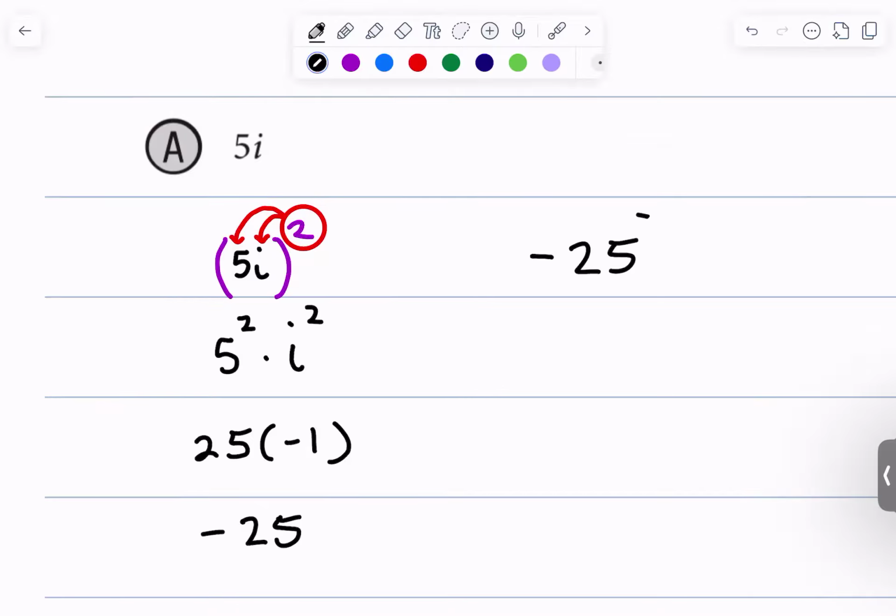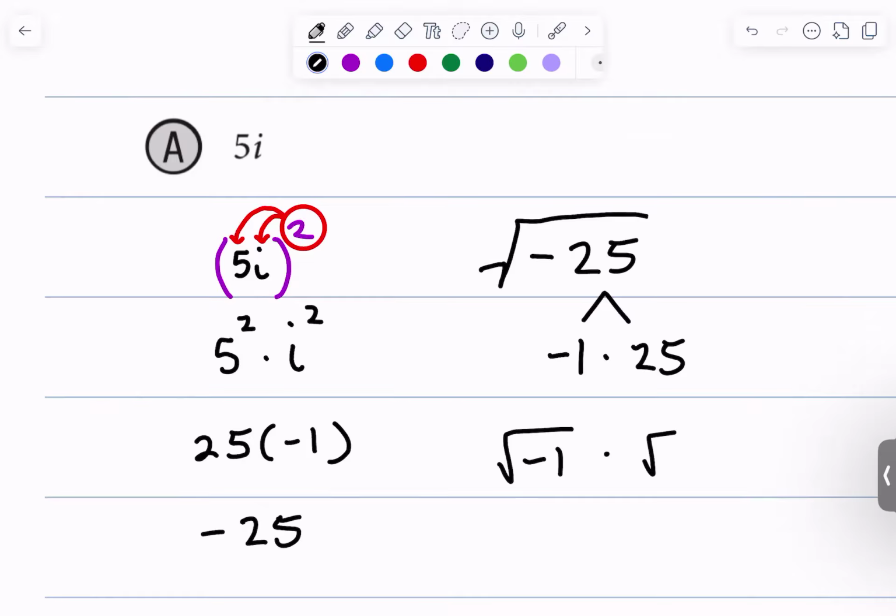Square root it, right? And hypothetically, the square root of negative 25 should be what I started with, 5i, correct? Yeah. So let's see if that happens. Negative 25 can be broken down into negative 1 times 25, correct? Yeah. So the square root of negative 25 can be the square root of negative 1 times the square root of 25, right?